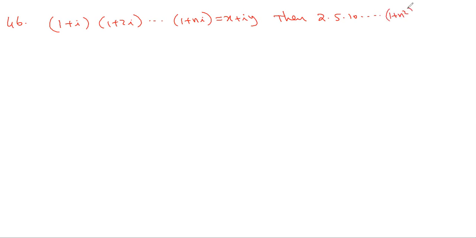46 is (1 plus i) into (1 plus 2i) and so on into (1 plus ni) equal to x plus iy. Then 2 into 5 into 10 into 1 and so on into (1 plus n square) equal to. So this is given in CET 1998.